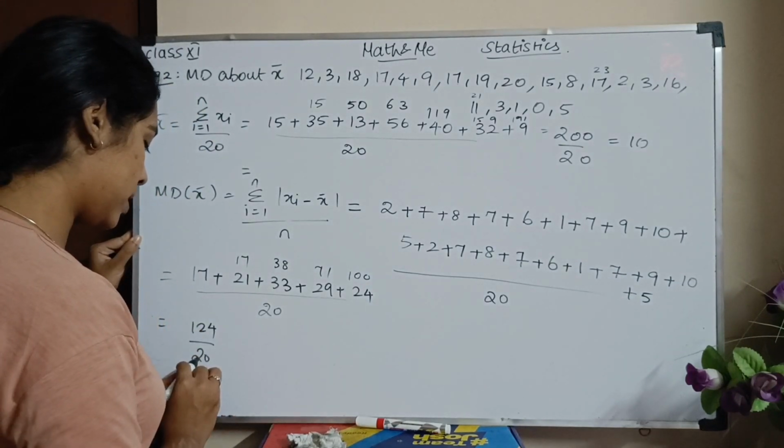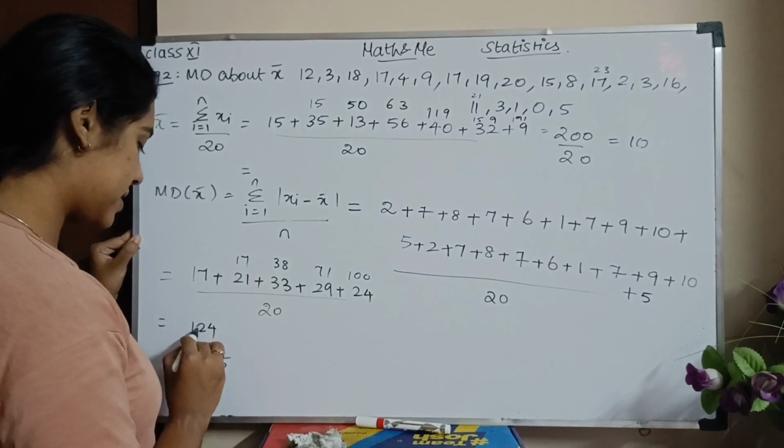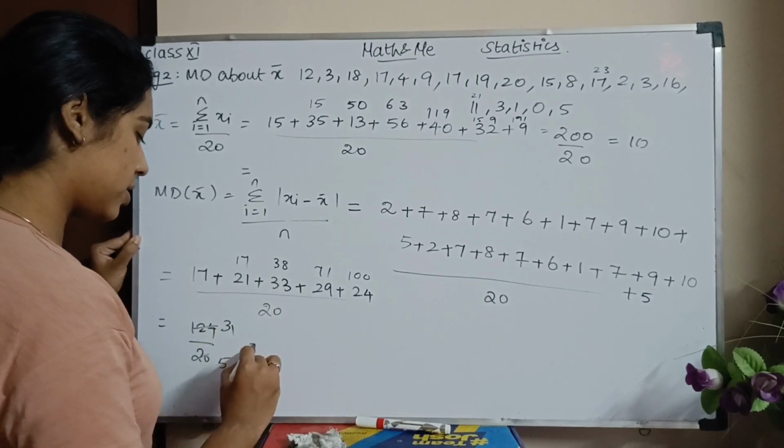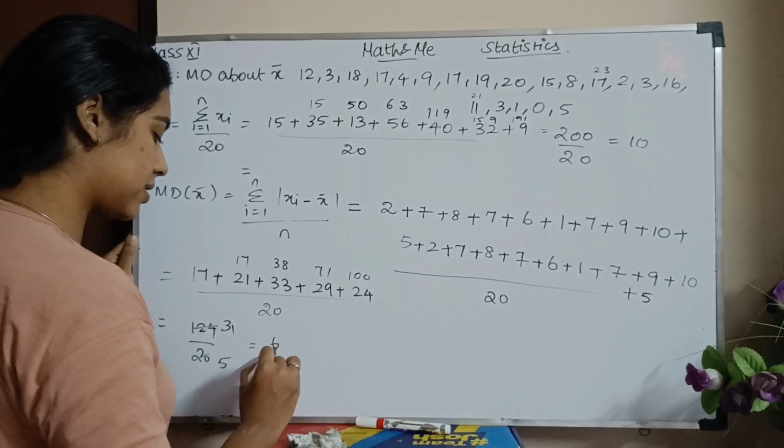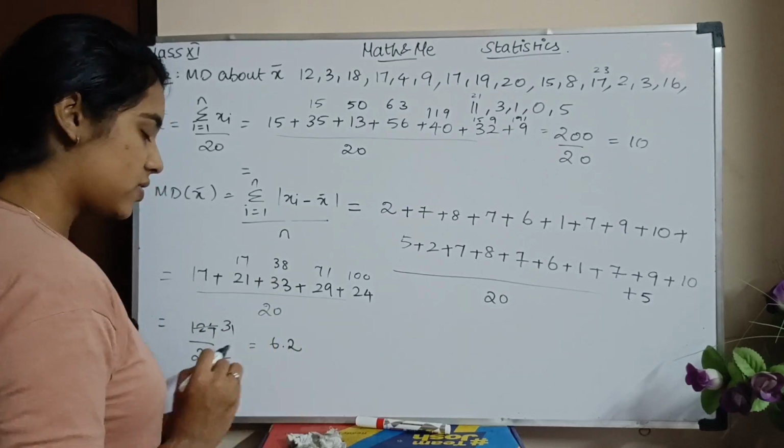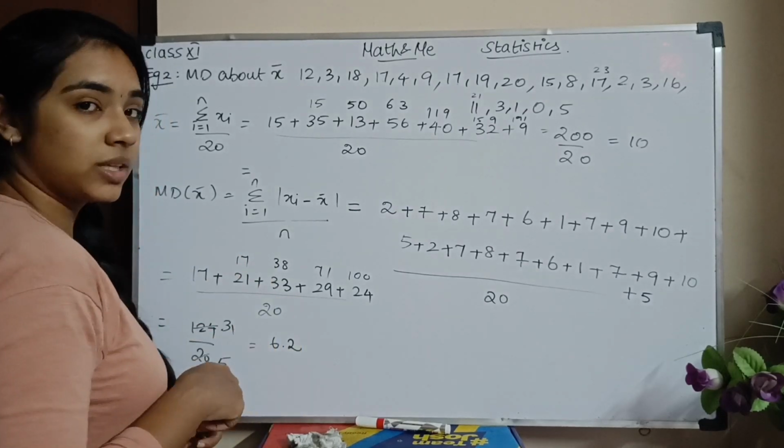Will it go in the 2 table? It goes in the 4 table. So 4 5s are 20, 4 3s are 12, 4 1s are 4, so 31 divided by 5, which is 6, since 5 6s are 30, and 5 2s are 10. So 6.2 is my mean deviation about the mean.